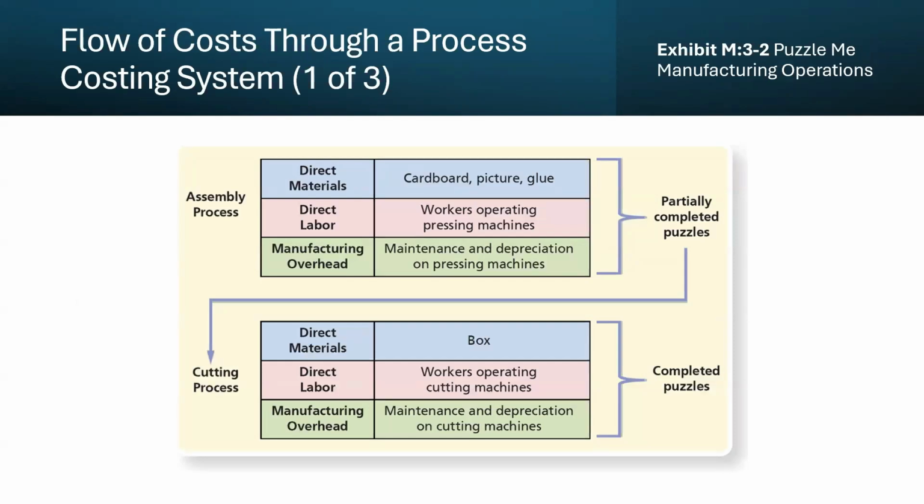Here you see in Exhibit 3.2, it illustrates the company Puzzle Me's manufacturing operations. Puzzle Me, of course, is a fictional jigsaw puzzle manufacturing company. It organizes its operations in 2 processes: assembly and cutting.